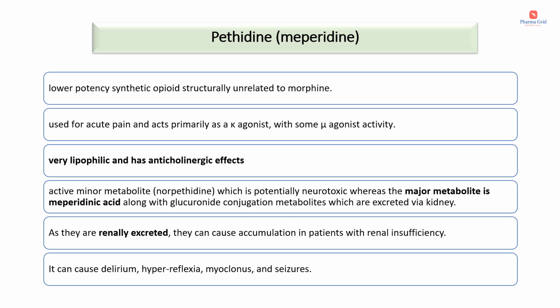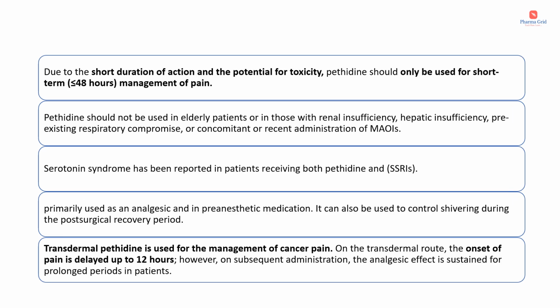As they are renally excreted, they can cause accumulation in patients with renal insufficiency. It can cause delirium, hyperreflexia, myoclonus, and seizures. Due to the short duration of action and the potential for toxicity, pethidine should only be used for short-term management of the pain. Short-term management in the sense of less than or equal to 48 hours.